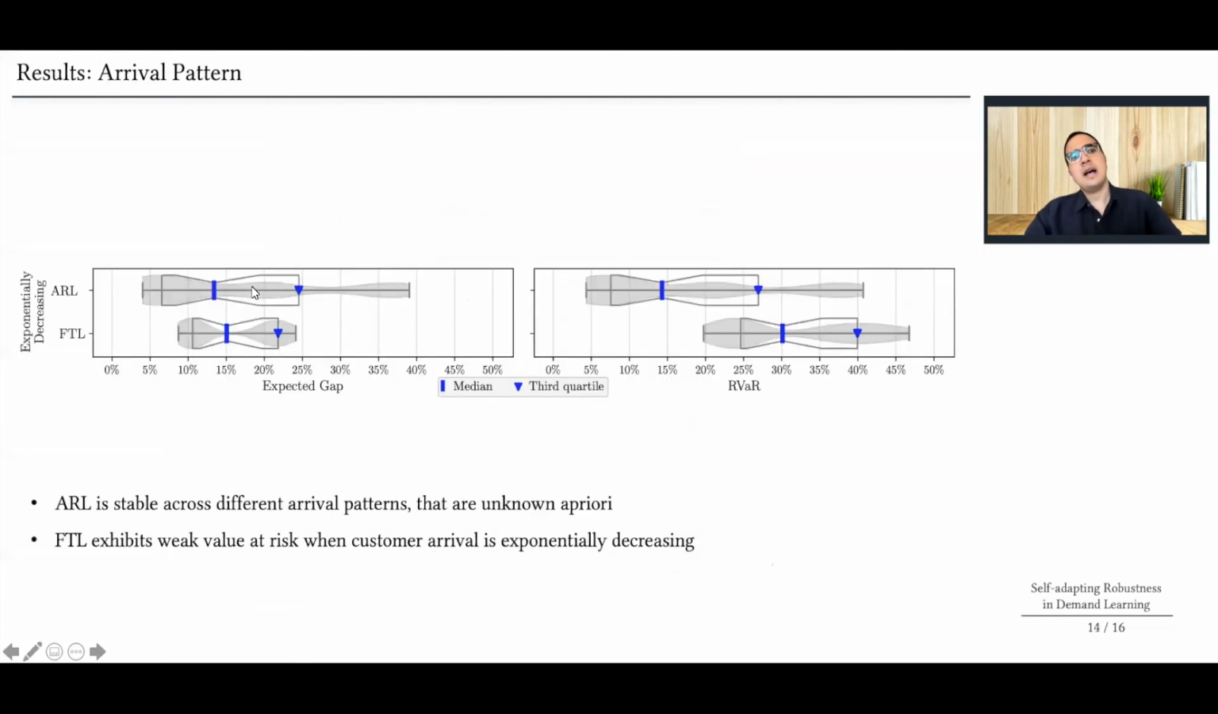Next, we compare the performance of these policies for different arrival patterns. We observed overall that ARL is more stable compared to FTL for different arrival patterns. Here we have the exponentially decreasing arrival pattern, where we see the expected gap of the two methods is comparable. When we go to the R-var and risk, we see that ARL significantly improves the median and the third quartile of R-var compared to follow the leader. This shows that not only does ARL achieve high quality total revenue, it also significantly reduces the risk.